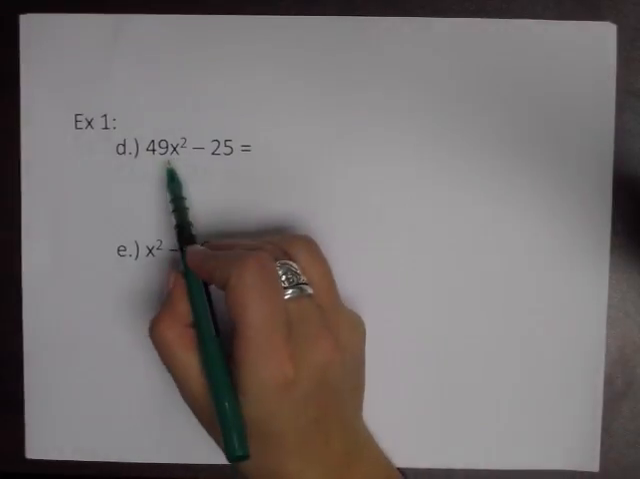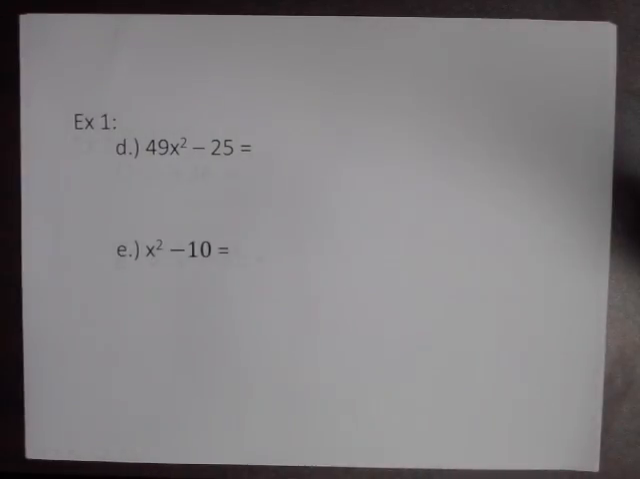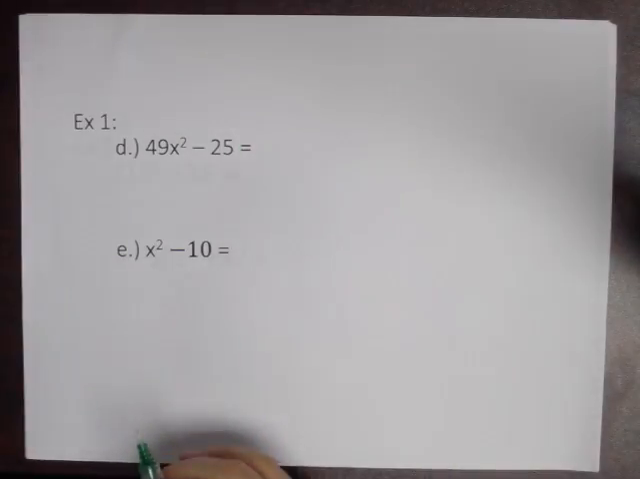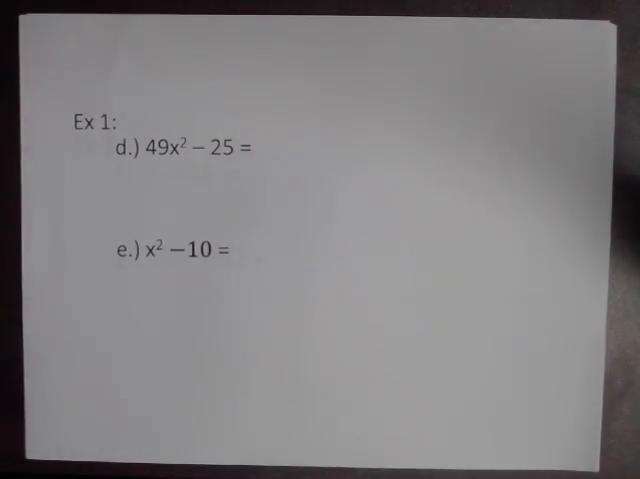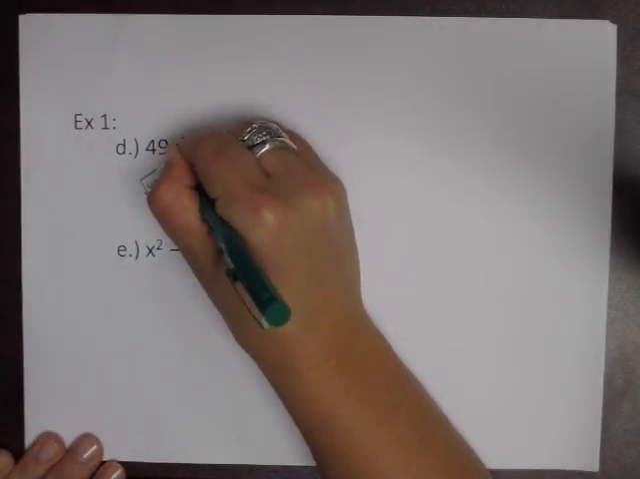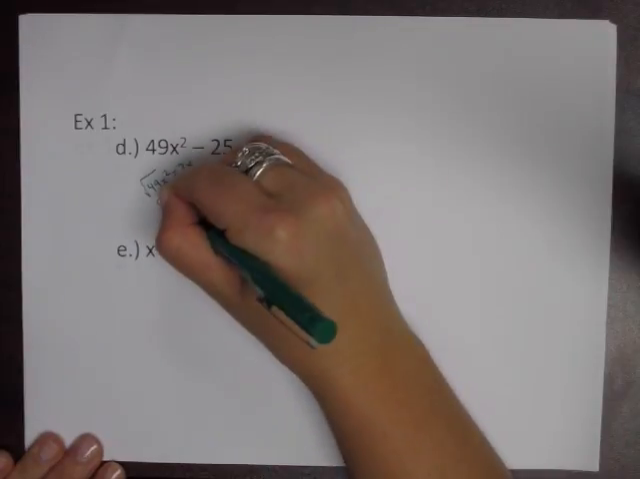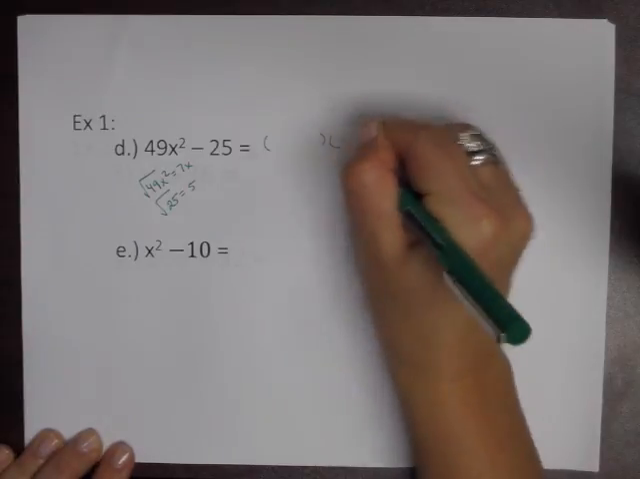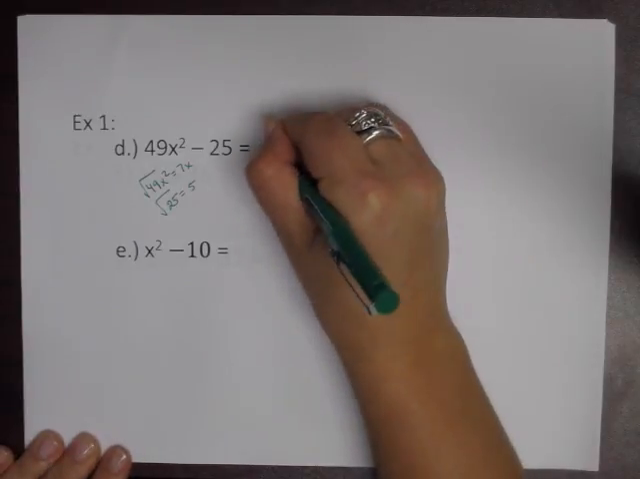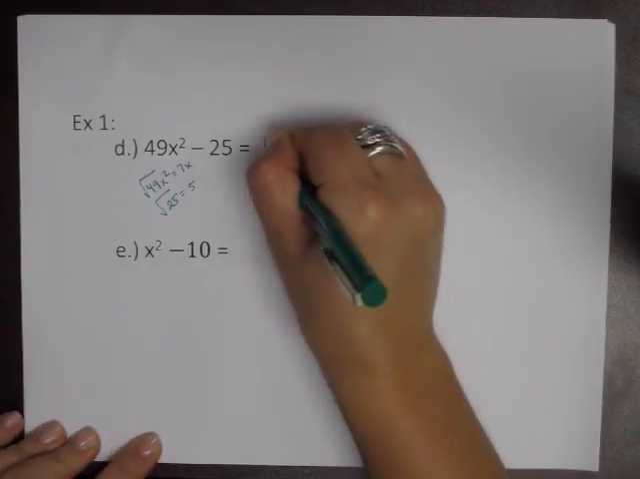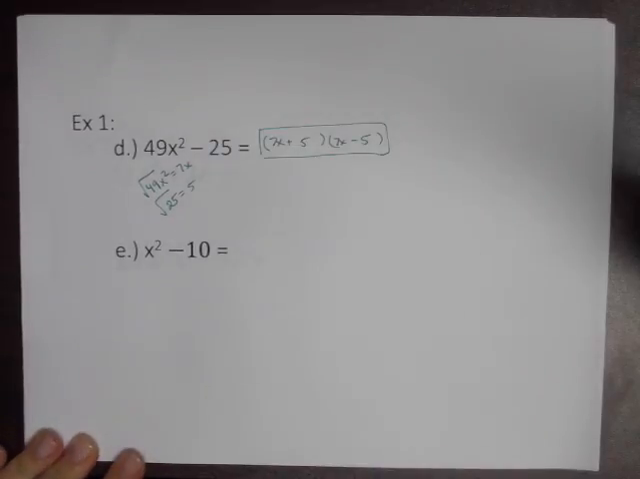Alright, so I want you to pause the video and see if you can do this one by yourself. Alright, so if I have 49x squared minus 25, the first thing I notice is that I am missing my b, and that it's a subtraction problem. So I'm going to take the square root of 49x squared, which will be 7x. Then I take the square root of 25, which is 5. I set up my parentheses. I go plus minus, 7x plus 5, 7x minus 5, and then I box my answer.